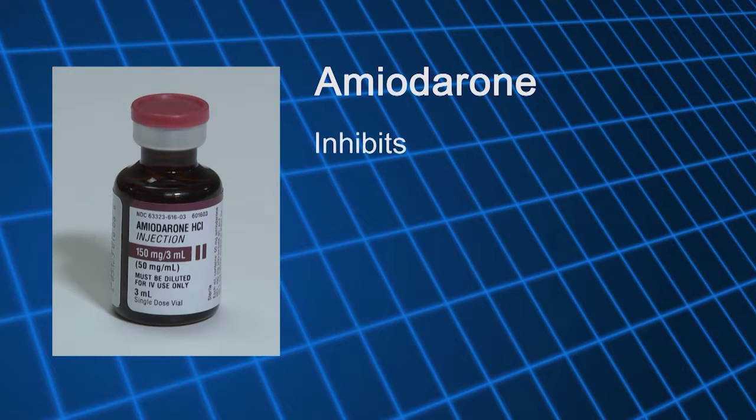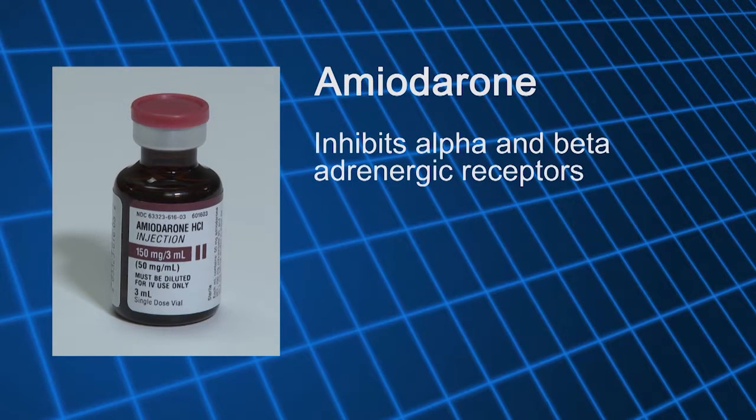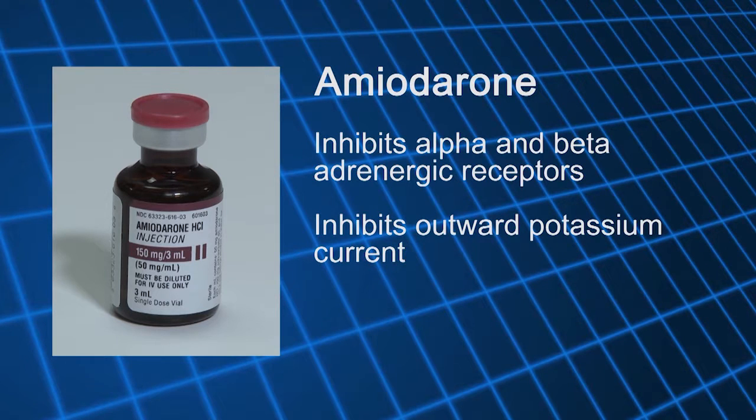Amiodarone may be used for the treatment of hemodynamically stable SVT refractory to vagal maneuvers and adenosine. It works by inhibiting alpha and beta adrenergic receptors, producing vasodilation and AV nodal suppression. It inhibits the outward potassium current, so it prolongs the QT interval. It inhibits sodium channels, which slows conduction in the ventricles and prolongs the QRS duration.